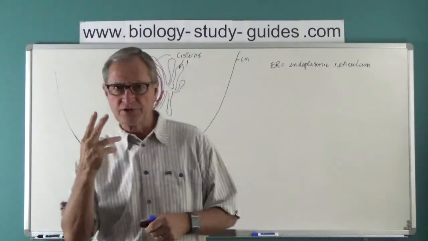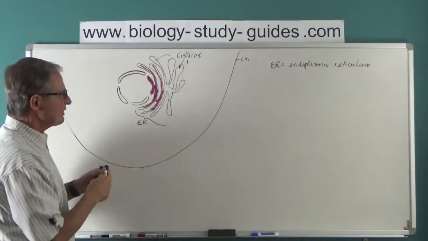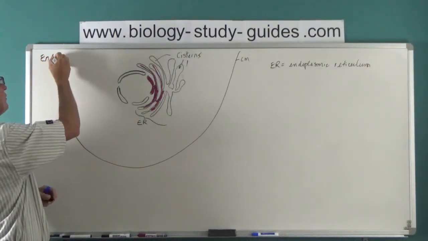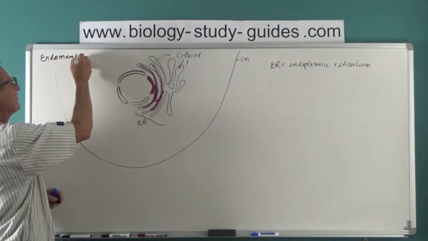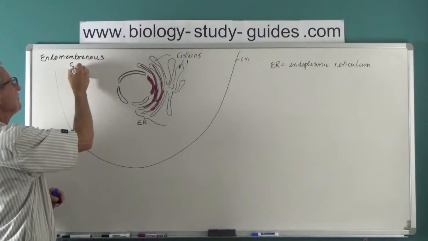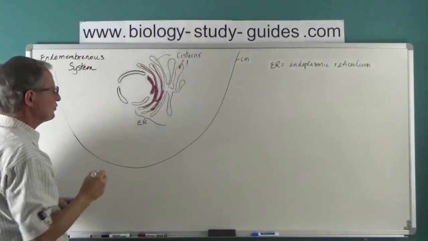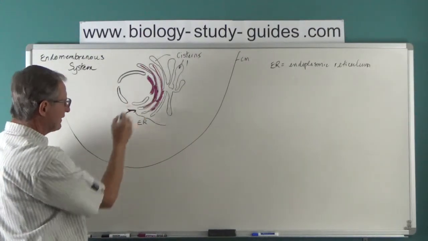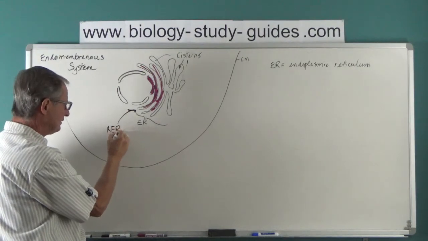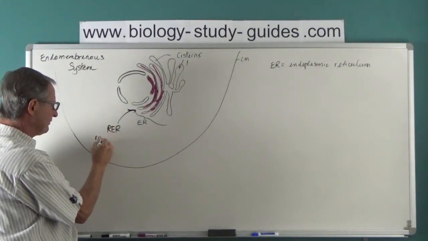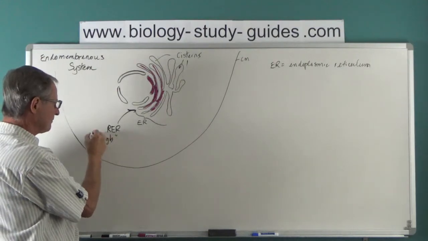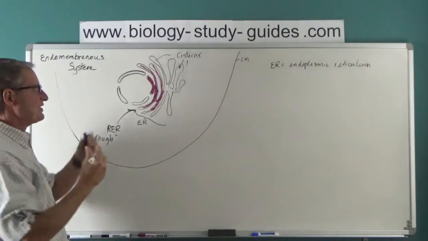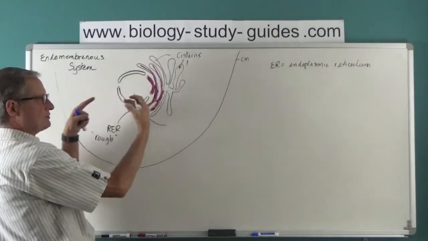There are two types of this endomembranous system, as it's called. I'll put that term up here. Endomembranous system. Two types of ER in it. The first part here, where it's flattened out like this, is called RER. The R stands for rough. Where it's here, it's more irregular shaped and actually has a larger volume because it's not as flat.